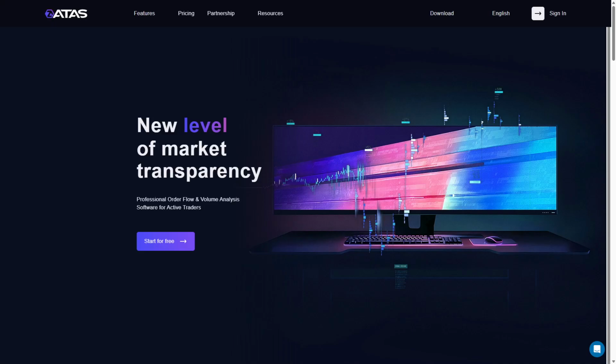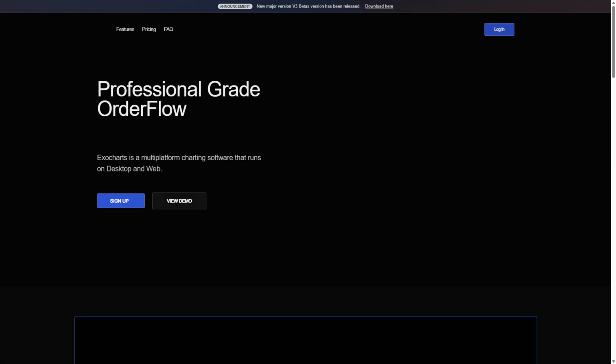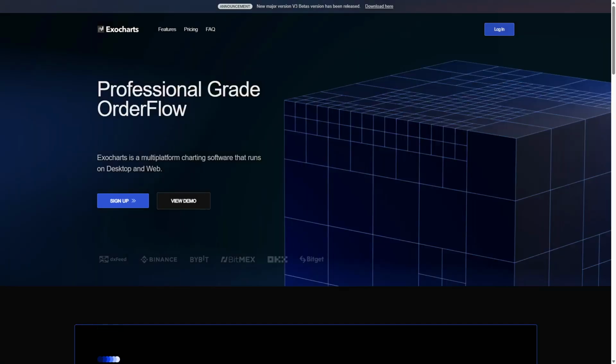ATAS versus Exocharts, which order flow platform wins? Choosing the right order flow platform can transform how you analyze market depth and volume without missing critical trade signals. Both ATAS and Exocharts offer unique approaches to order flow analysis. ATAS and Exocharts are leading order flow platforms designed to visualize market data in real time.